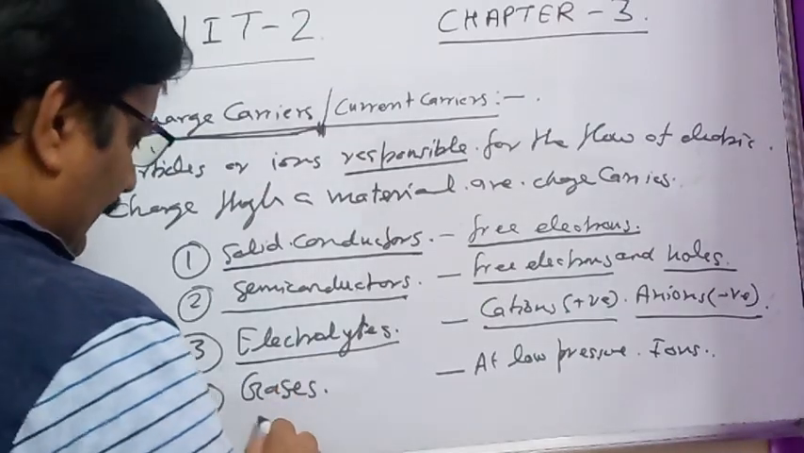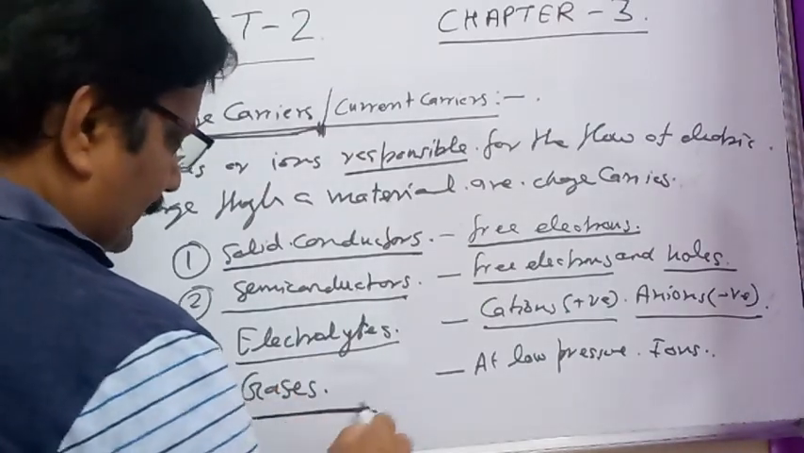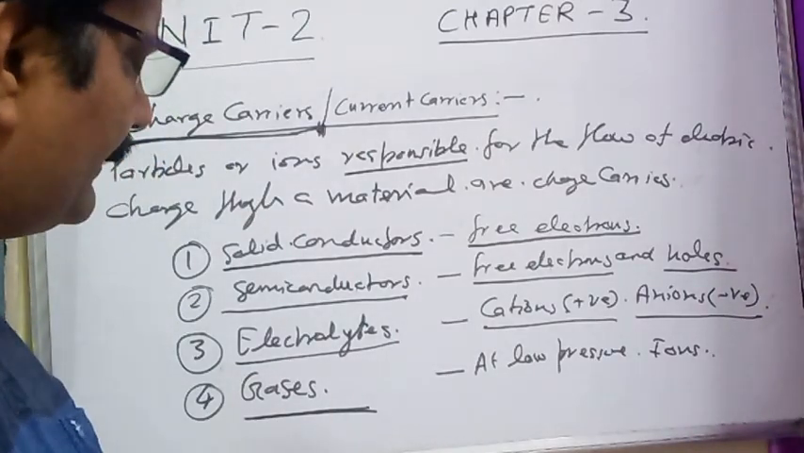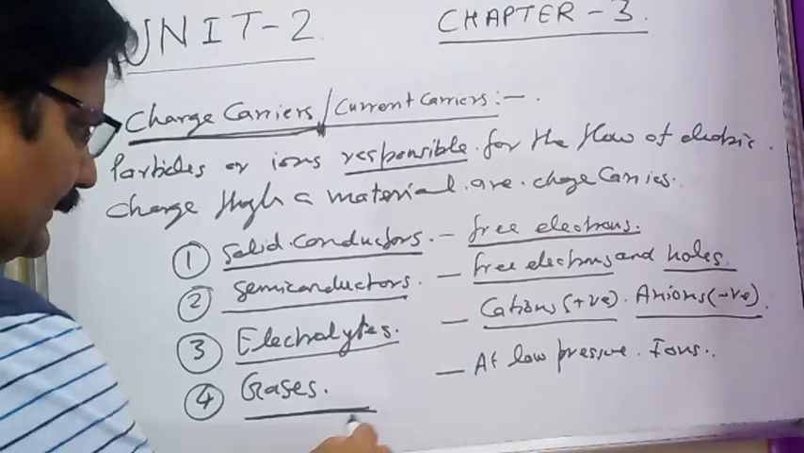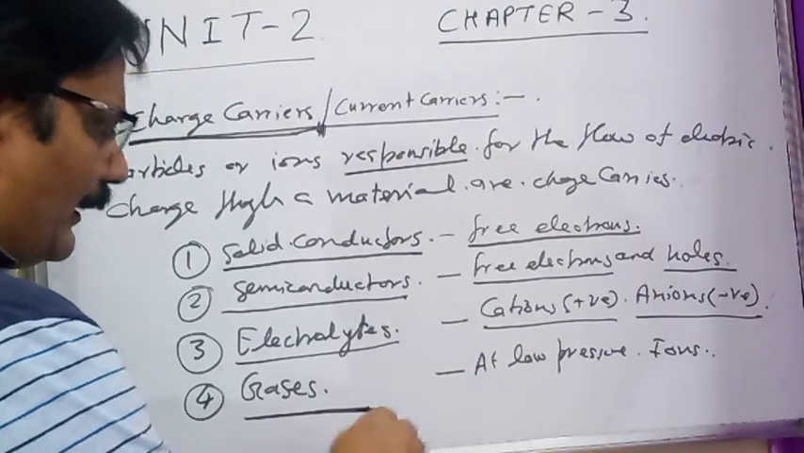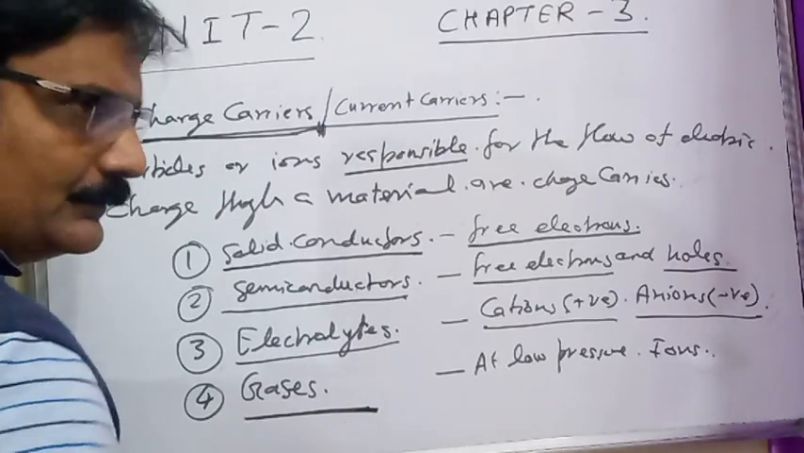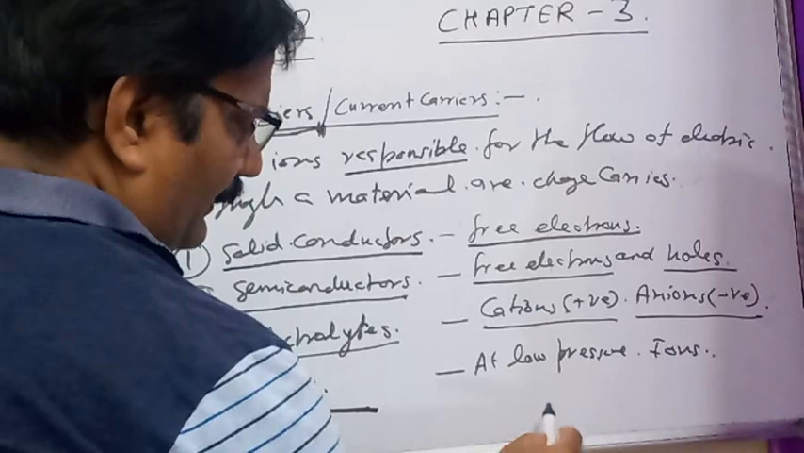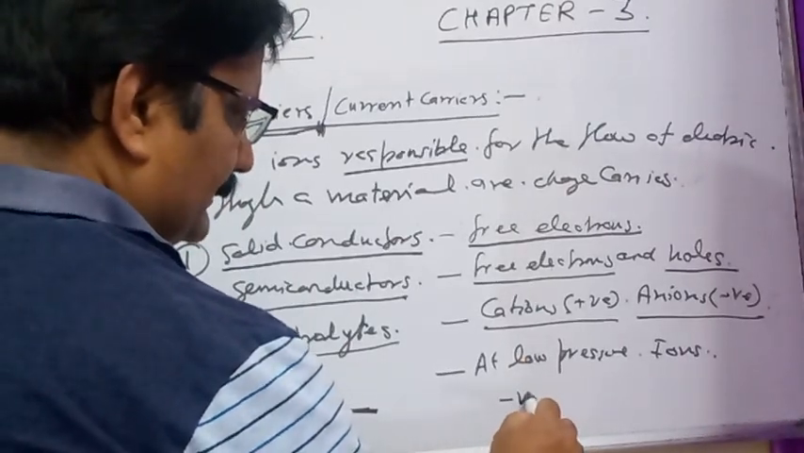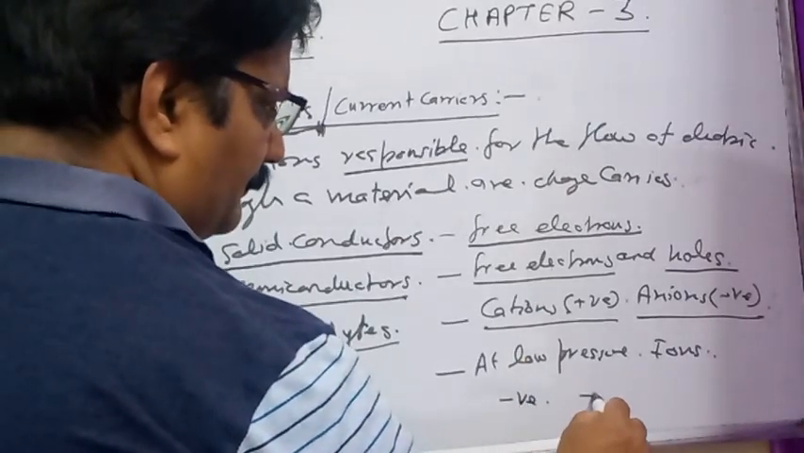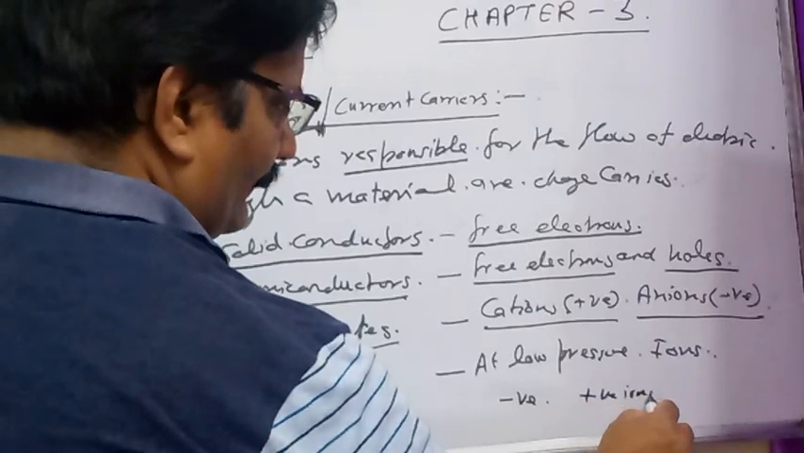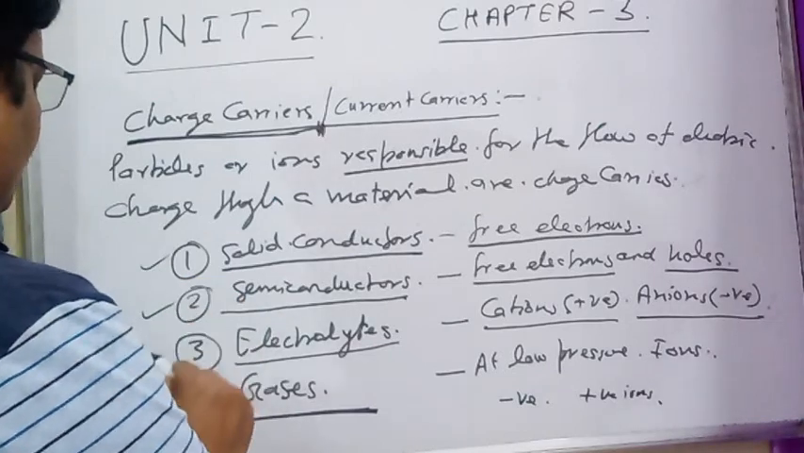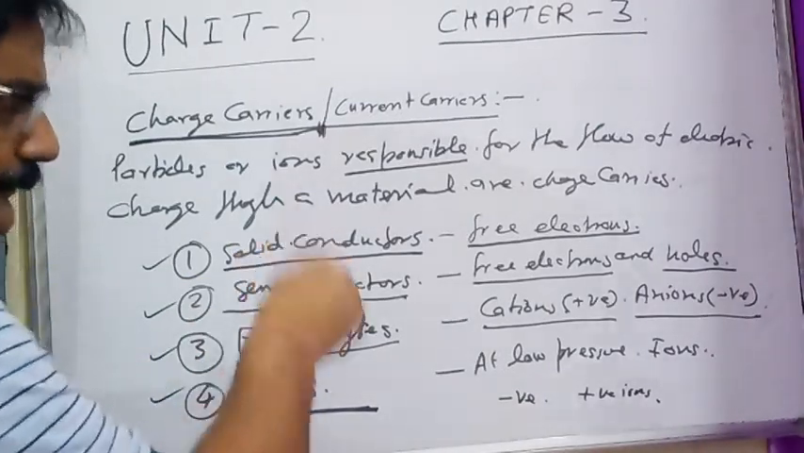In case of gases, gases are basically insulators in normal condition. But if a high potential is applied at low pressure, the gases can be ionized, and again they conduct electricity. And gases conduct basically due to ions, again free electrons, negatively charged ions and positive ions. So these are the charge carriers or current carriers responsible for the conduction of electric current in different types of materials.